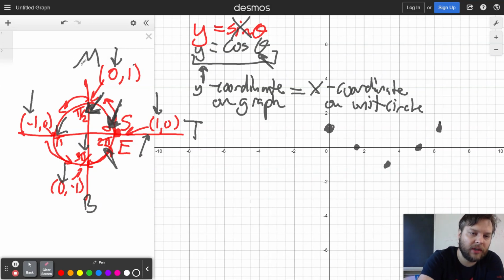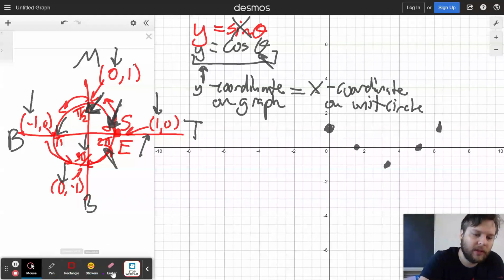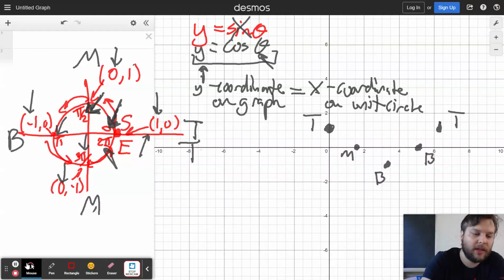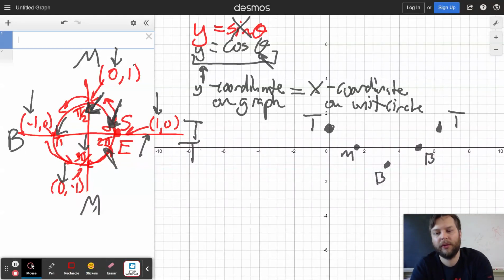0, the x coordinate here, is the middle of the wave. -1 is the smallest x coordinate, bottom of the wave. 0 here, where you're right in the middle of the wave, and then back to the top. And so that's what I'm saying here, where we're top, middle, bottom, middle, top. That traces out a complete period of cosine because it's one rotation of the unit circle.